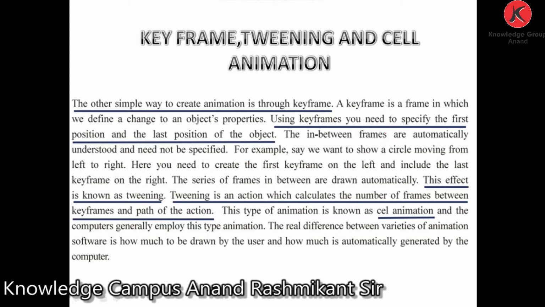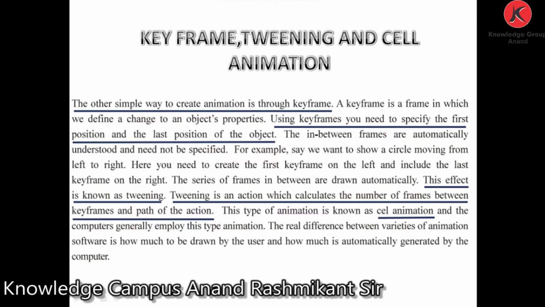The other simple way to create animation is through keyframes. A keyframe is a frame in which we define a change to an object's properties. Using keyframes, you need to specify the first position and the last position of the object. The in-between frames are automatically understood and need not be specified.